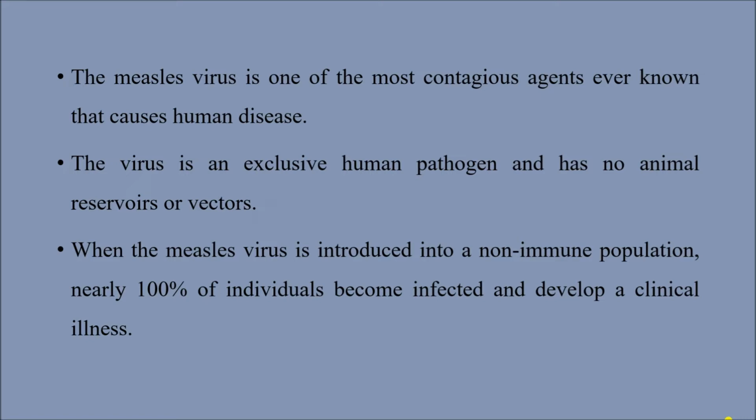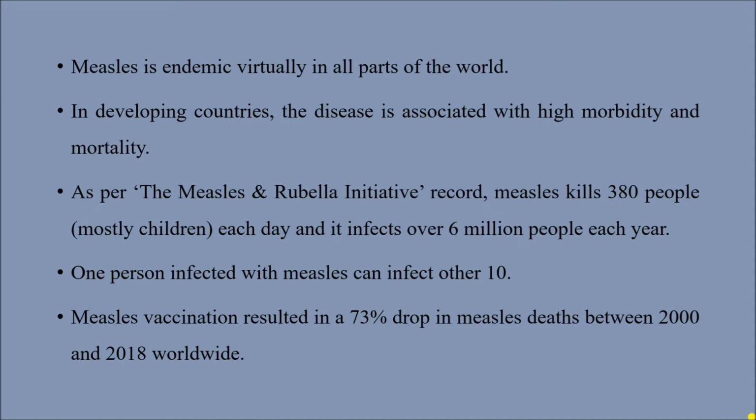When this virus is introduced in a population which is not protected or immune against the disease, it is expected that almost 100%, and some authors say more than 90%, of that particular population will become infected and show the clinical features of the disease. Measles is endemic in almost all parts of the world, but in developing countries like India, it is associated with high morbidity as well as a high death rate. As per the Measles and Rubella Initiative record, the disease kills almost 380 people, most of whom are children, every day, and it infects over 6 million people every year. If a person is infected and has the disease, then the person is expected to spread infection to 10 other people, and that shows how contagious this virus is. With the introduction of measles vaccination, there has been a significant drop from 2000 to 2018 in the measles death rate.